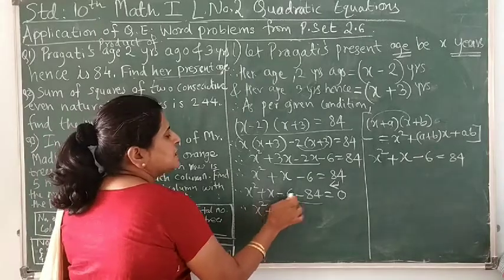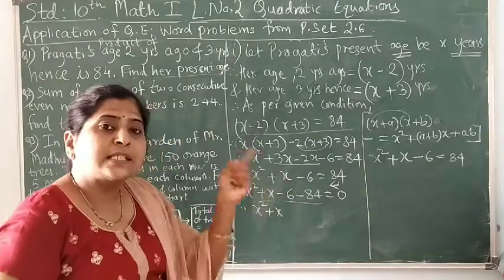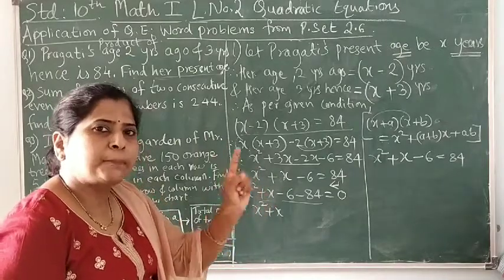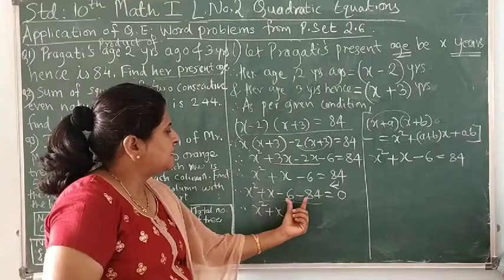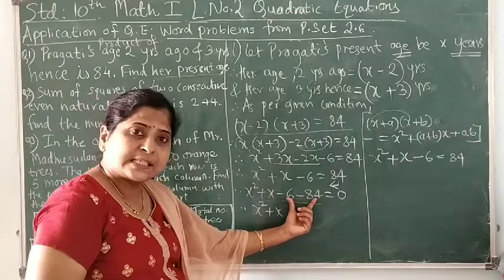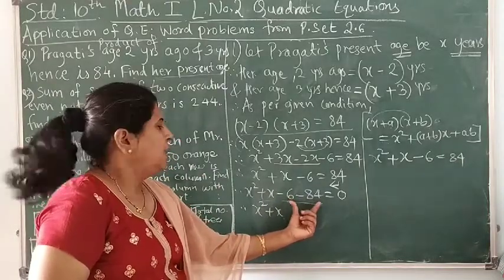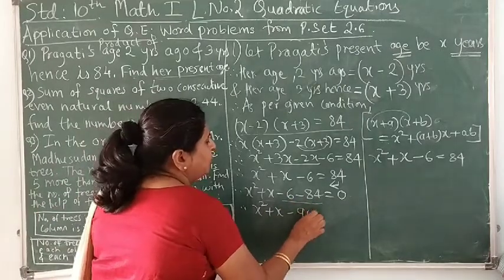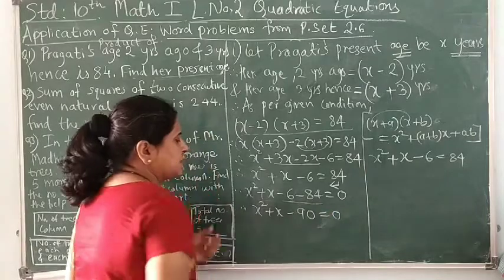Okay, now the signs are the same. When the signs are the same, we have to add. When the signs are different, we have to subtract the numbers. So when the signs are the same, we add 84 plus 6, it is minus 6, students. 84 plus 6 is going to be 90, and the sign of both numbers is minus, you can say.